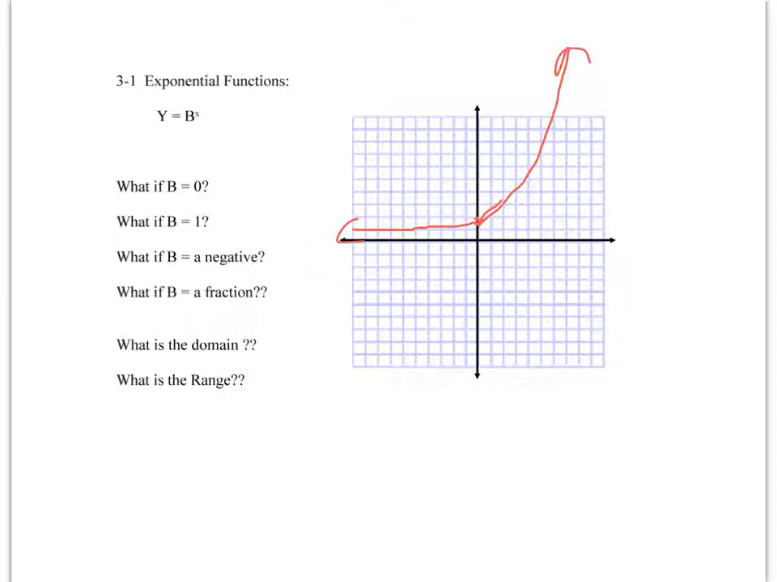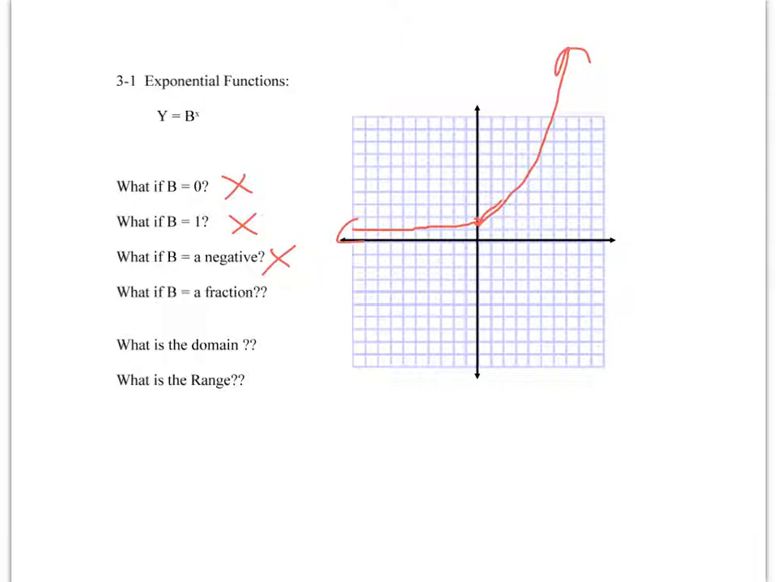Just so you know, and we will explain why in class, b can never be 0. Because if b is 0, we would have 0 to a power, which is just 0, not a very exciting graph. B can also not be 1, because then we would have 1 to any power, so y would always be 1, so that doesn't work either. B cannot be negative, and I'll explain why in class. So b cannot be 0, 1, or negative.